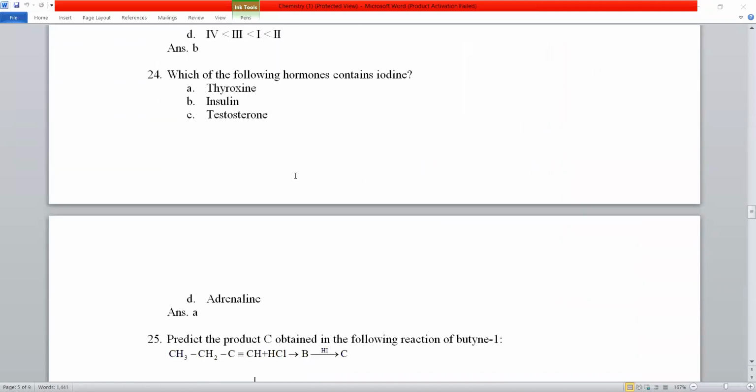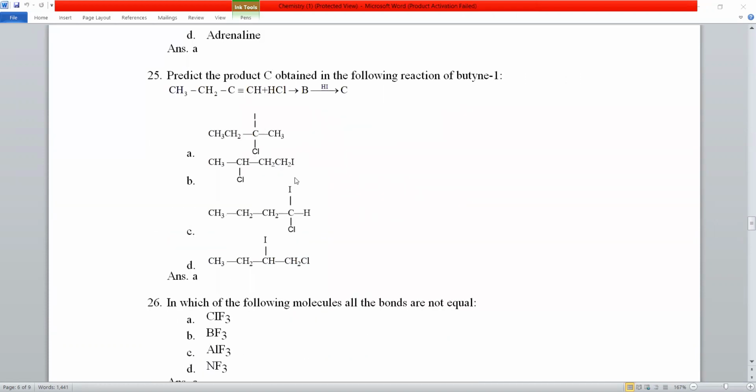Question number 24. Which of the following hormones contains iodine? That question, it's thyroxine. It's thyroxine. Next, question number 25.